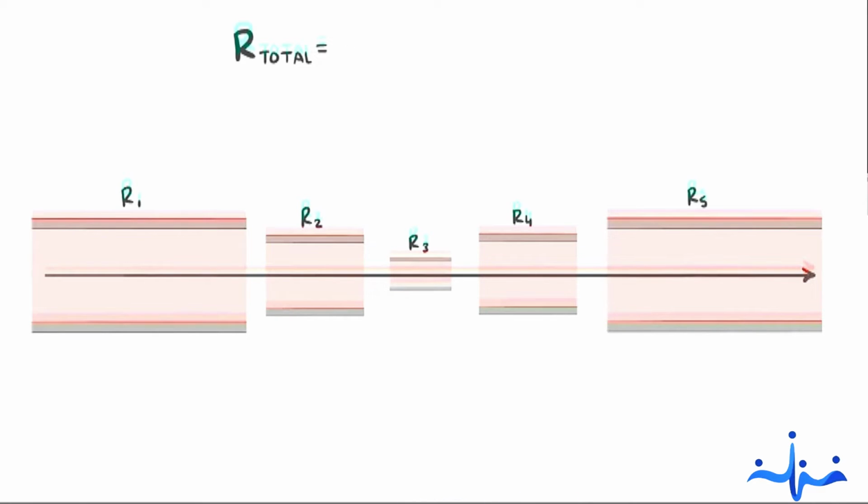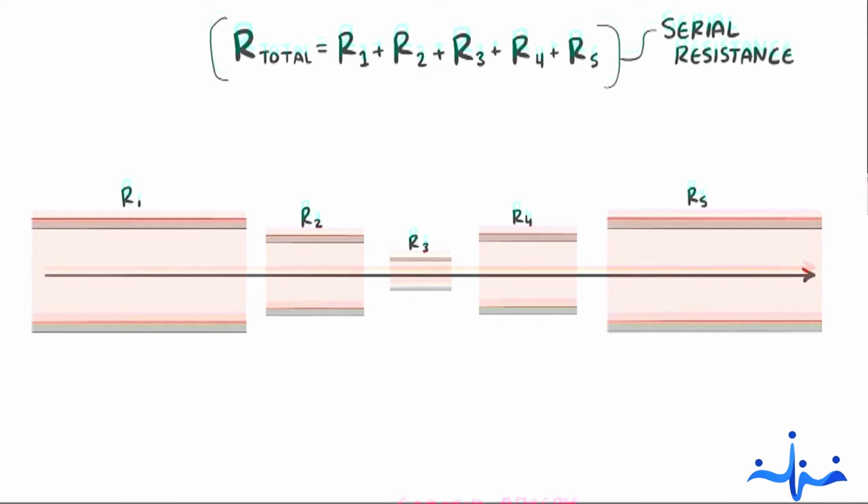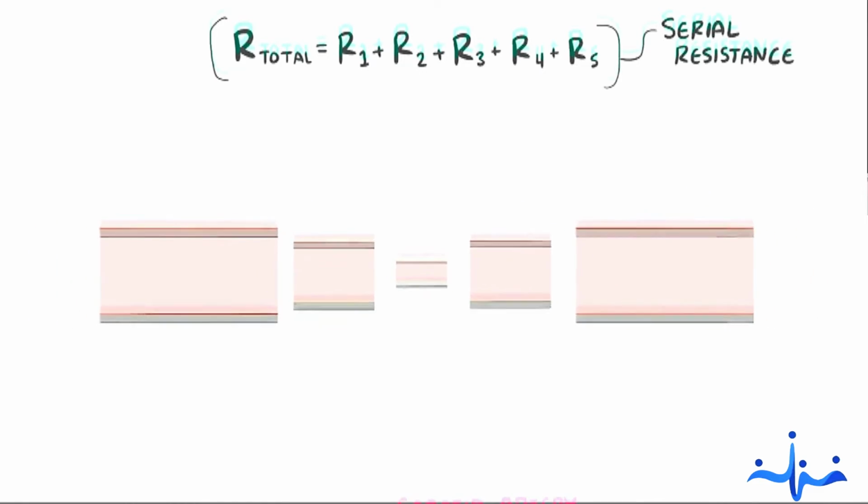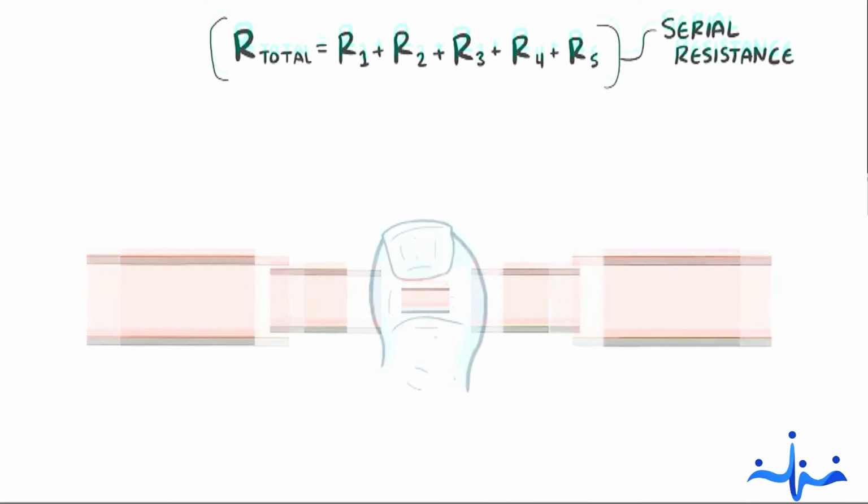Well, since they're all in a row, one after another, we say that they're in series, and you simply add the individual resistances all together to get a total resistance. This total is called the serial resistance. As an example, let's think about blood heading out to a cell in your toe and back.